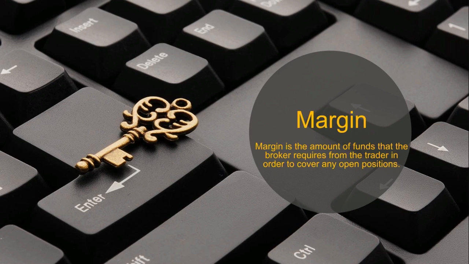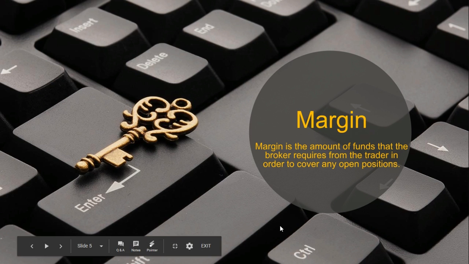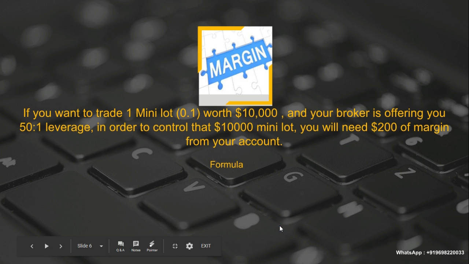Margin. What is margin? Margin is the amount of funds that the broker requires from the trader in order to cover any open positions. If you want to trade one mini lot, that is 0.1, that is worth $10,000, and your broker is offering you 50:1 leverage. In order to control that $10,000 worth of mini lot, you will need $200 of margin from your trading account. See how the margin will be calculated.